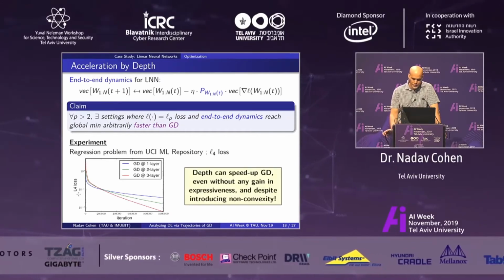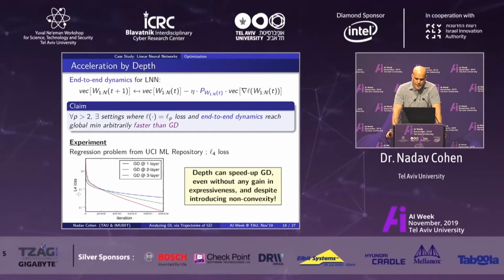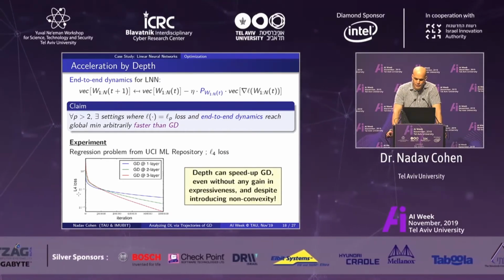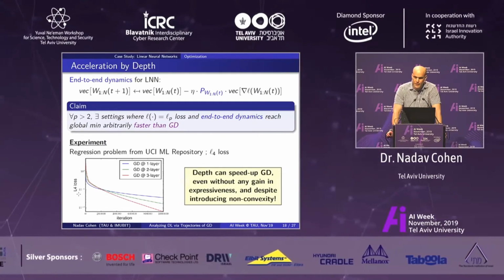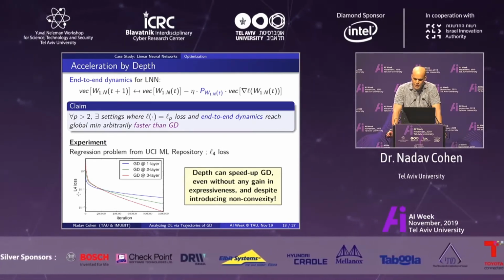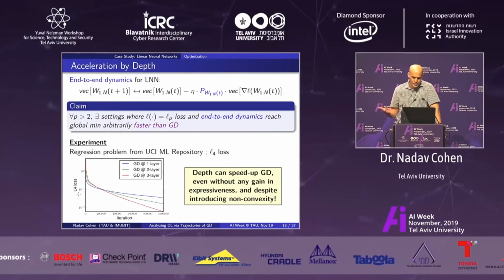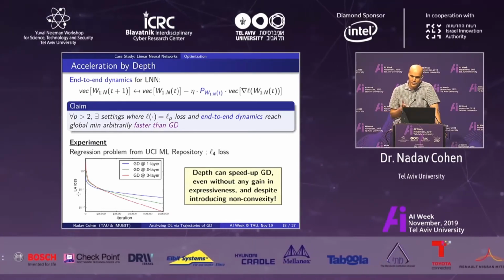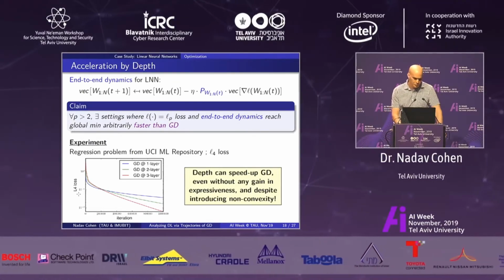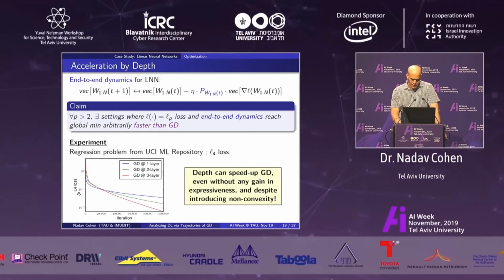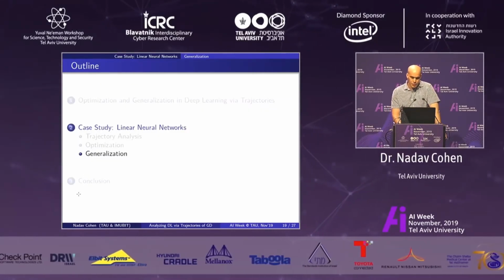So overall, depth can speed up gradient descent even without any gain in expressiveness and despite the fact that it leads to non-convexity. And you can't hope to reach this kind of conclusion by looking at critical points or anything like that. You have to look at the specific trajectories that are taken. Okay? All right, so let's now move to generalization.